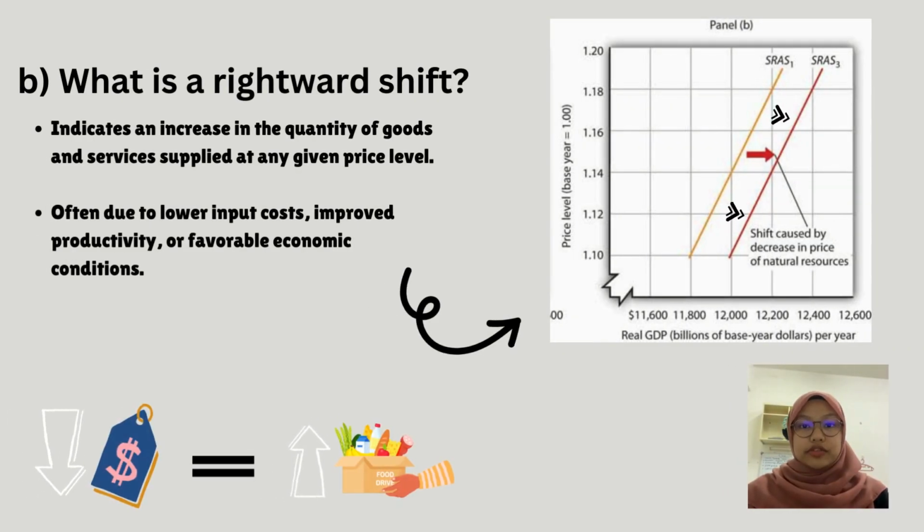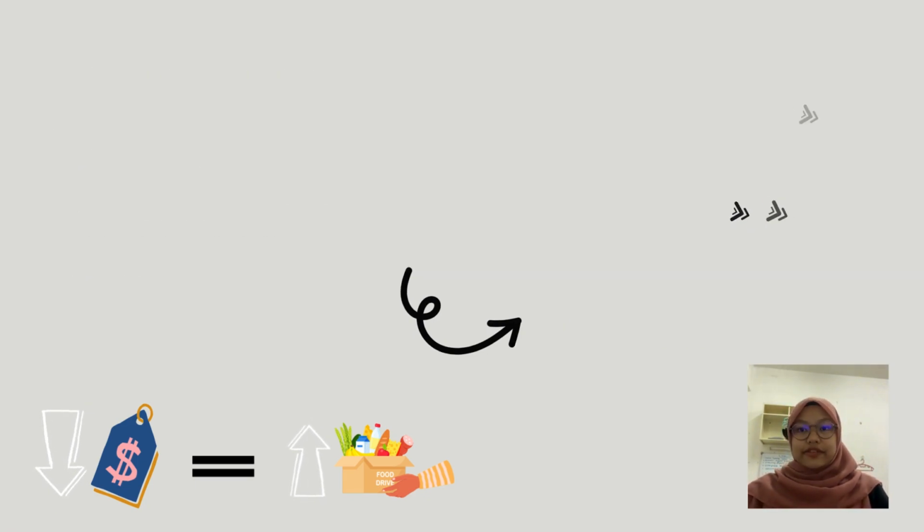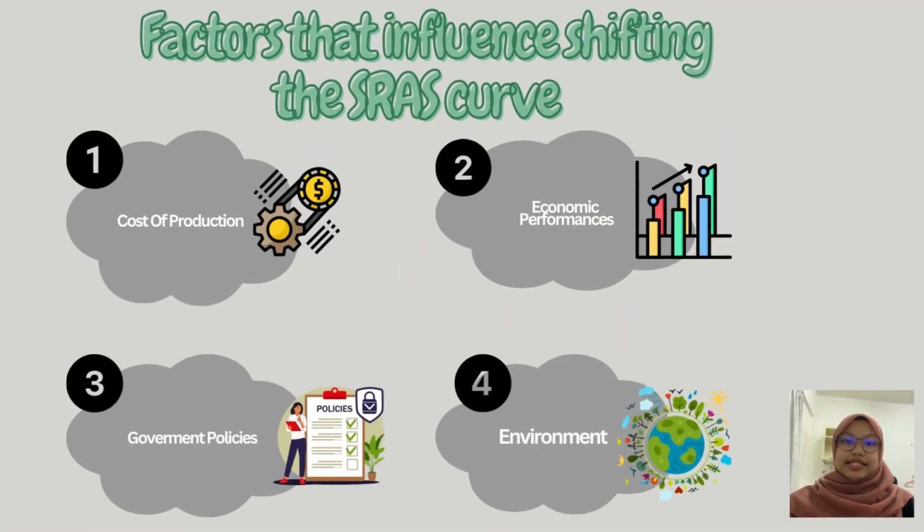Second is rightward shift. What is rightward shift? The graph shows that the curve shifts to the right because there is a decrease in cost. This indicates an increase in the quantity of goods and services supplied at any given price level.